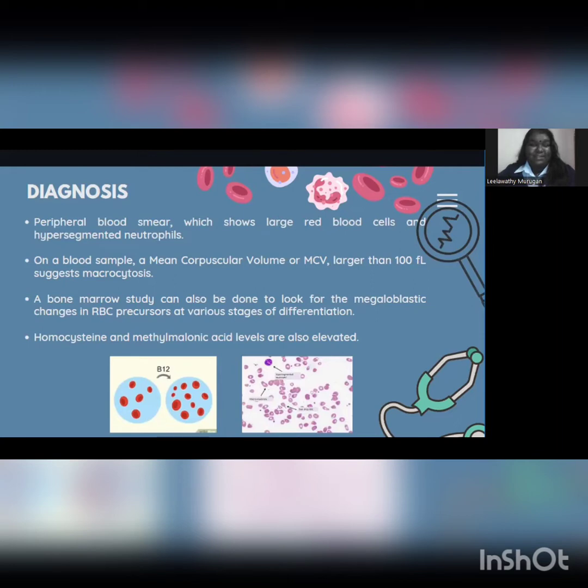As for the biochemical test that I have mentioned earlier, the homocysteine and methylmalonic acid levels are also elevated if the patient is positive for vitamin B12 deficiency.